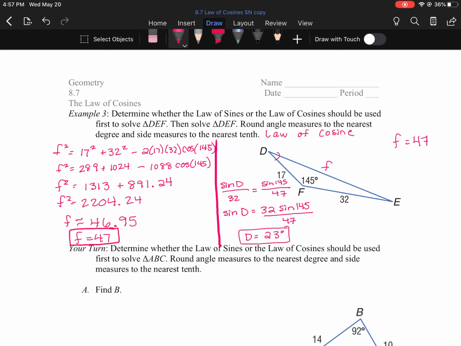Okay, so we're 2 for 2. And then finally, to find that last angle, you could use the law of sines again if you wanted to, but we could just do 180 minus 145 minus 23, and you should end up getting about 12 degrees for the measure of angle E.